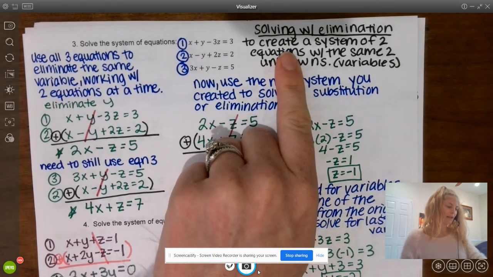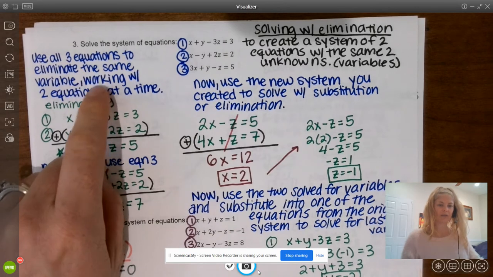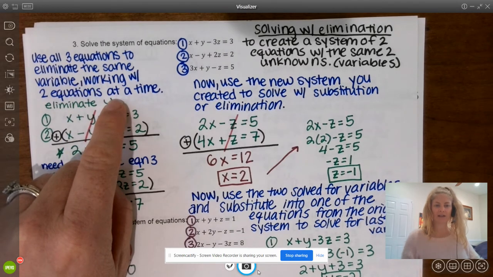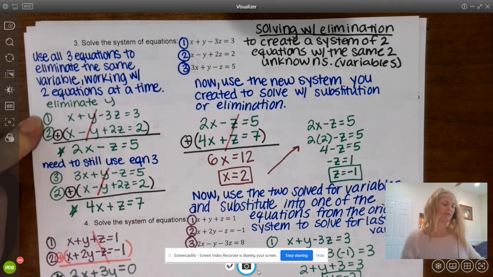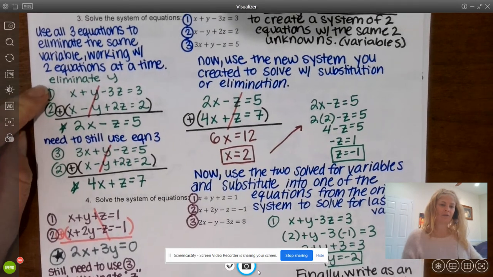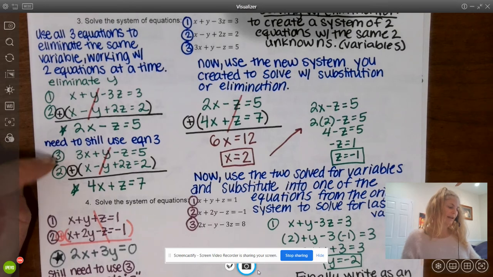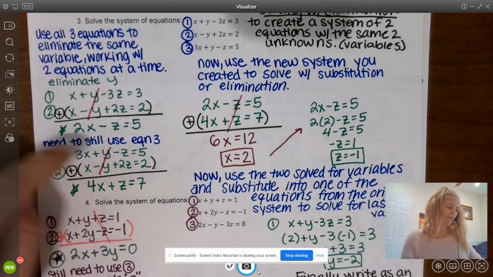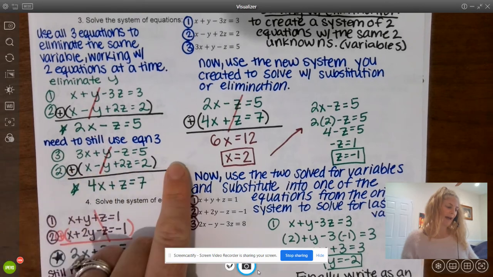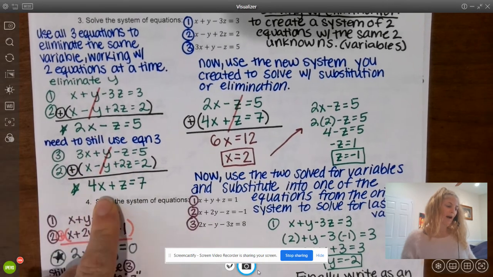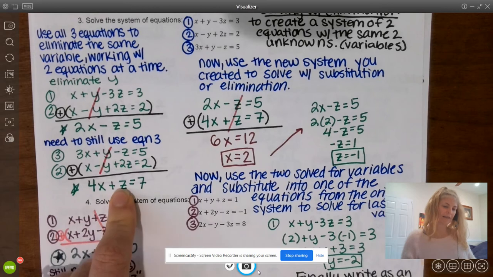So to solve with elimination, I'm going to use all three equations to eliminate the same variable, working with two equations at a time. So I decided to eliminate y by adding equations 1 and 2. I still needed to use equation 3 because you have to use all three of them. And I noticed equation 3, and I still needed to eliminate y because you want the same two variables left in your star system. I noticed 3 has an additive inverse with y with equation 2. So when I added equation 3 and equation 2, I got an equation that's x and z.